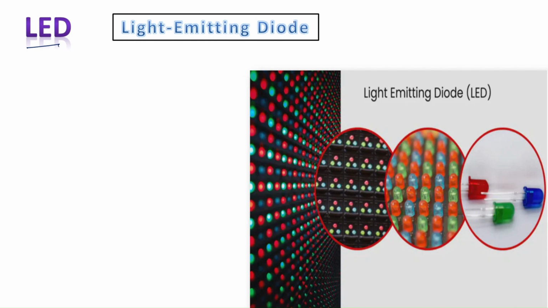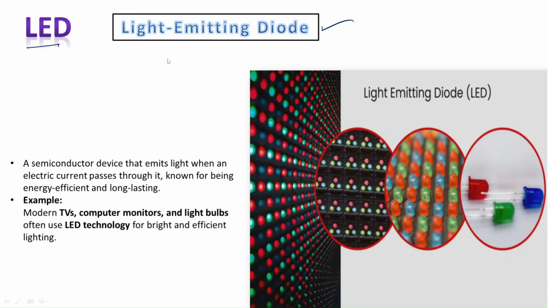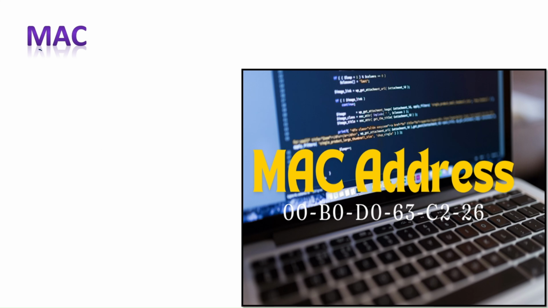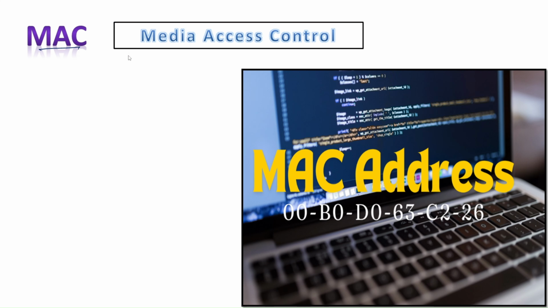LED, that is light emitting diode. So it is a semiconductor device that emits light when an electric current passes through it, known for being energy efficient and long lasting. For example, modern TVs, computer monitors, and light bulbs often use LED technologies for bright and efficient lighting.